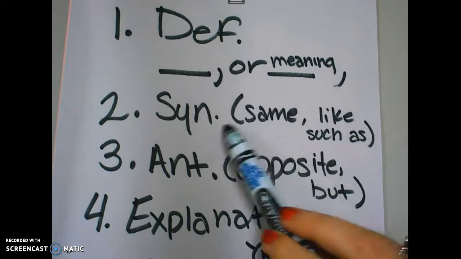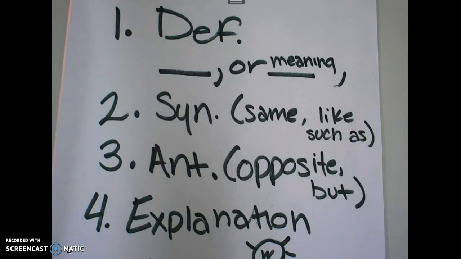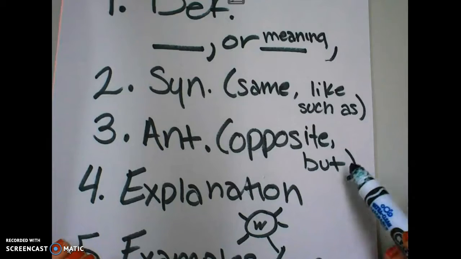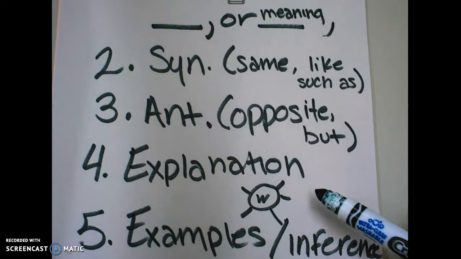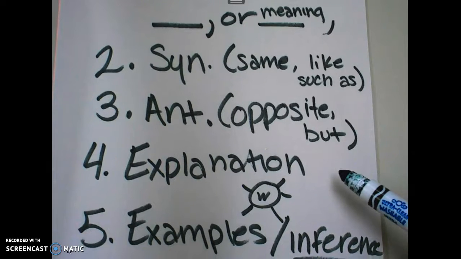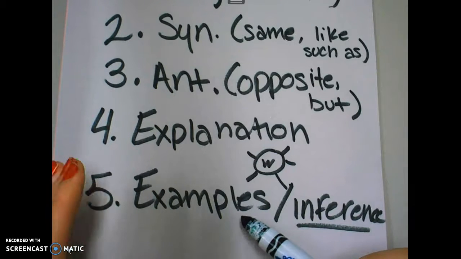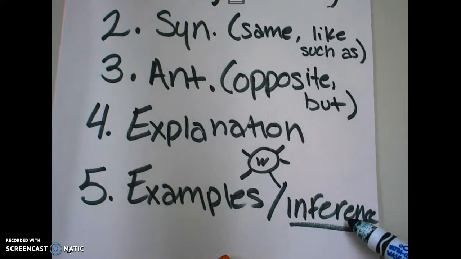So just to go over again, the very first type we have is definition with a comma sandwich. The next type is synonym with words like such as and like. Antonyms, the opposite words that are signaled with the word but. Not all the times, but most of the times. They then will give you, they being the author, an explanation of the word. And then explaining it, giving examples, and this will include some inferences.